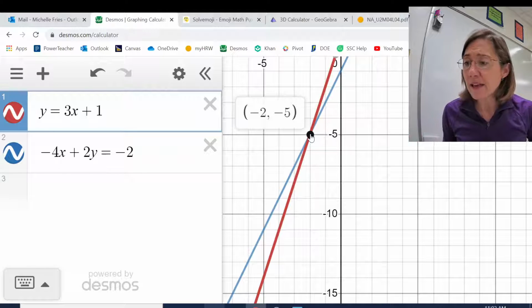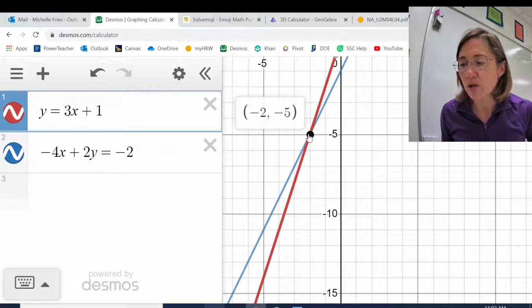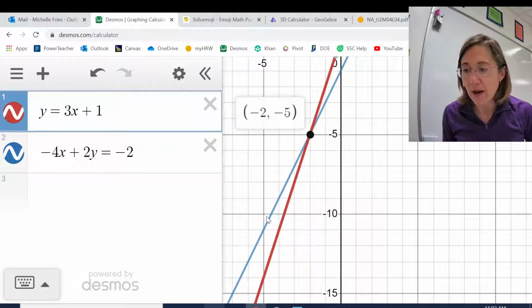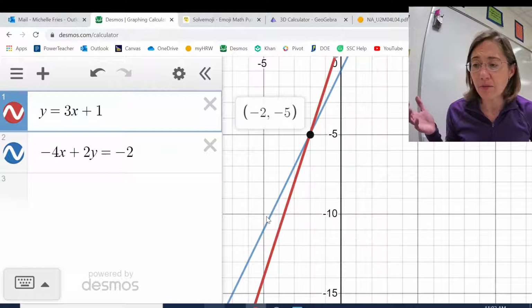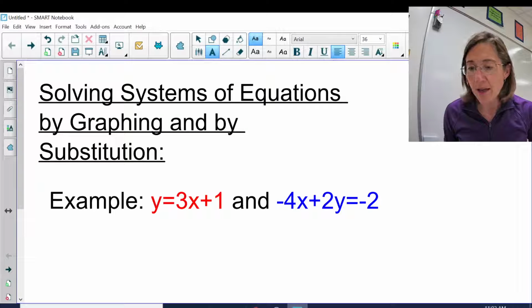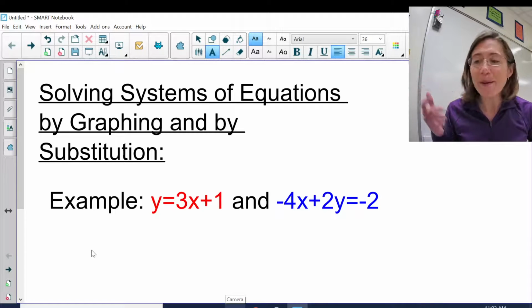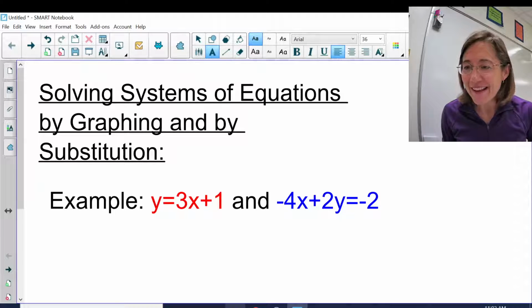So anyway, the x value here in my solution would be the negative 2, and the y value would be the negative 5. So I know what this comes out to. I know from my graph that's what I will get. So we can graph these. So let's put some more notes down here. So these are your notes, so go ahead and get out paper in your notebook and start writing these things down.